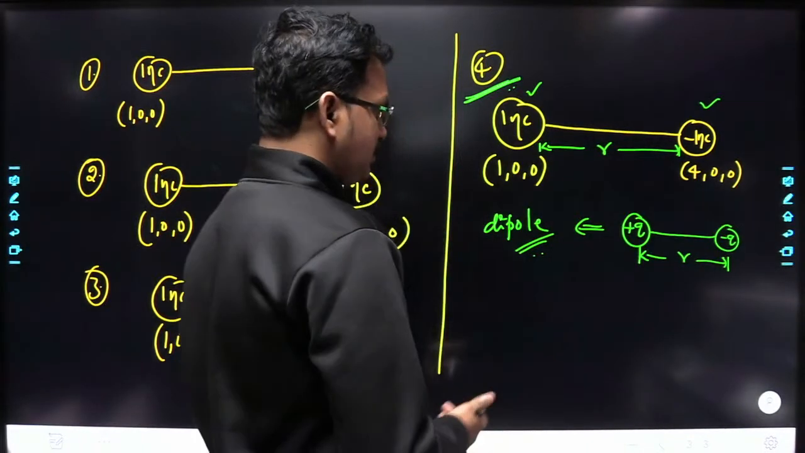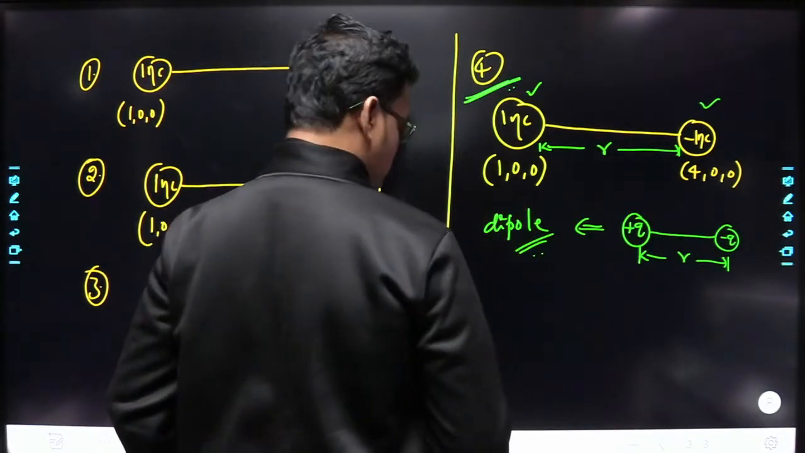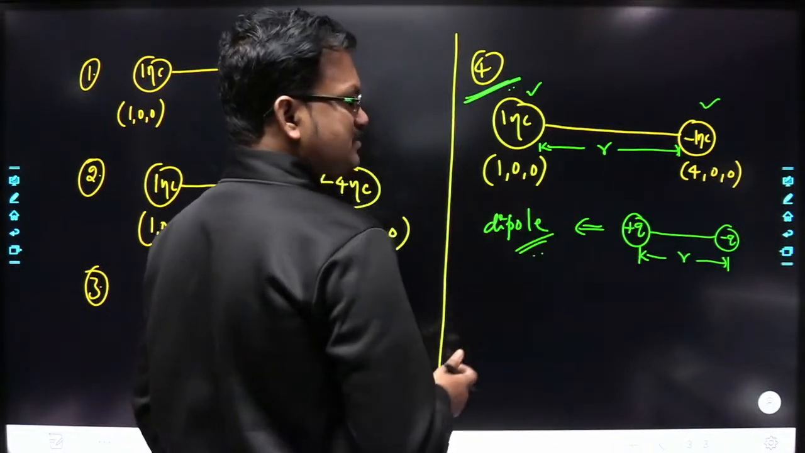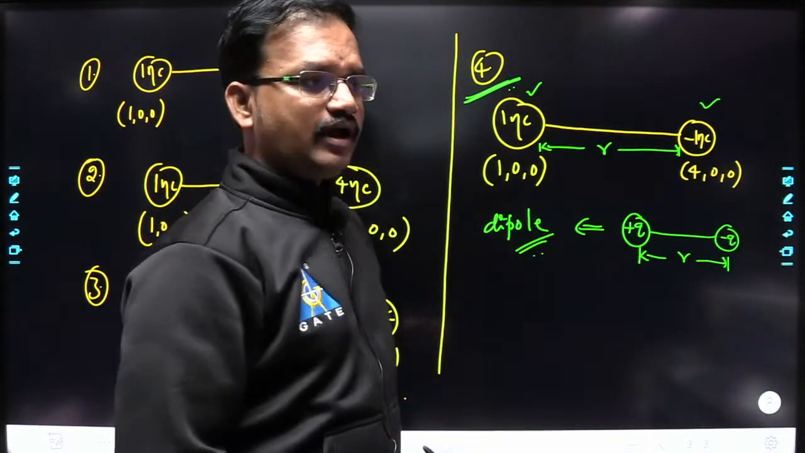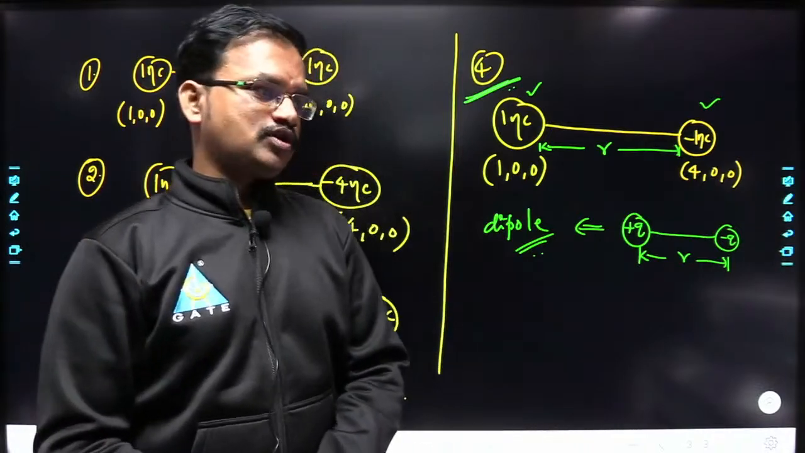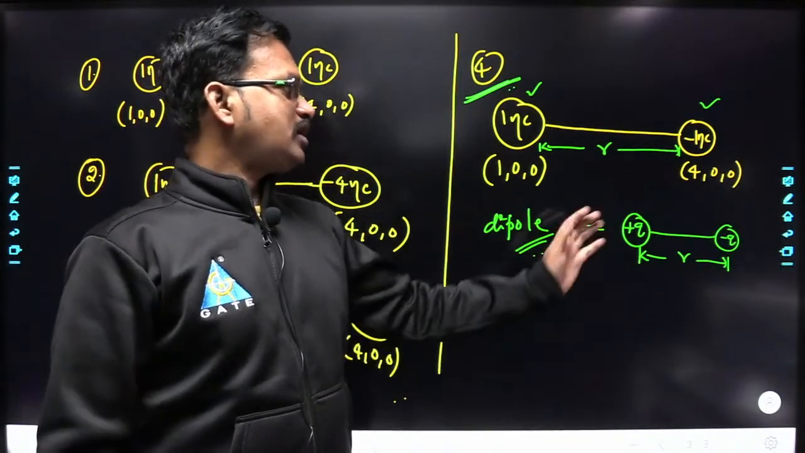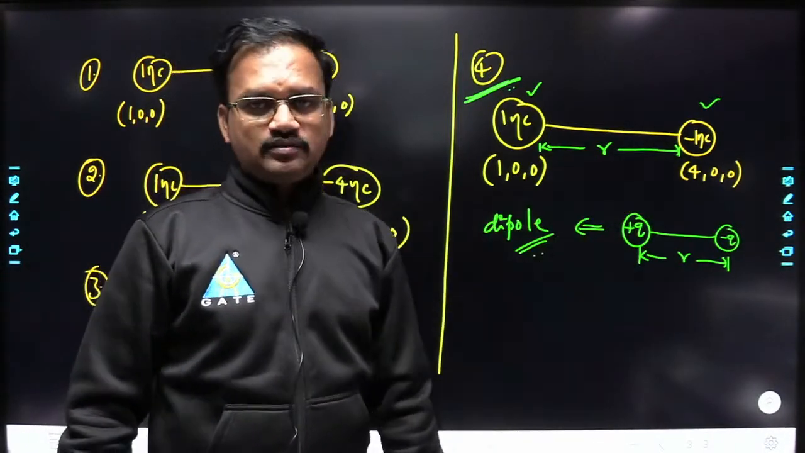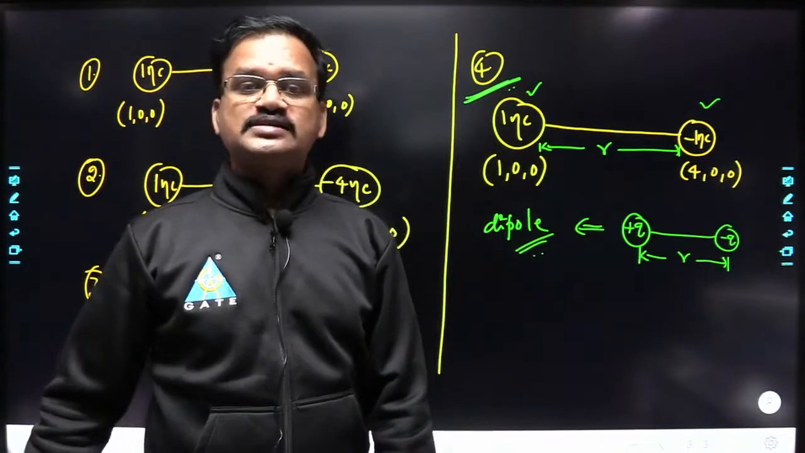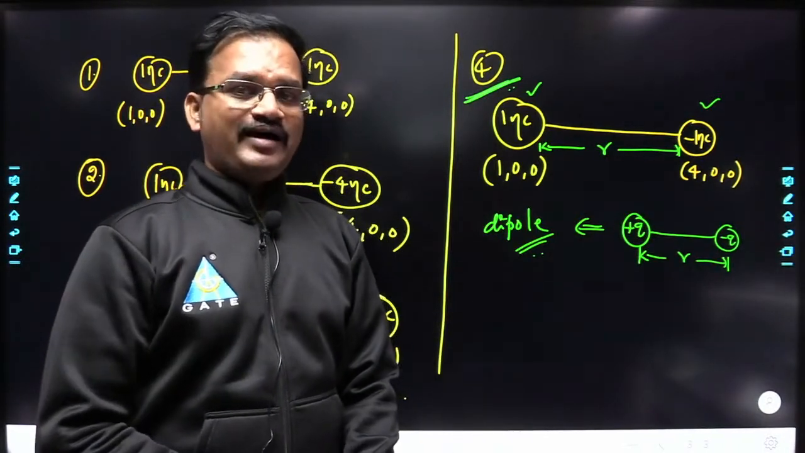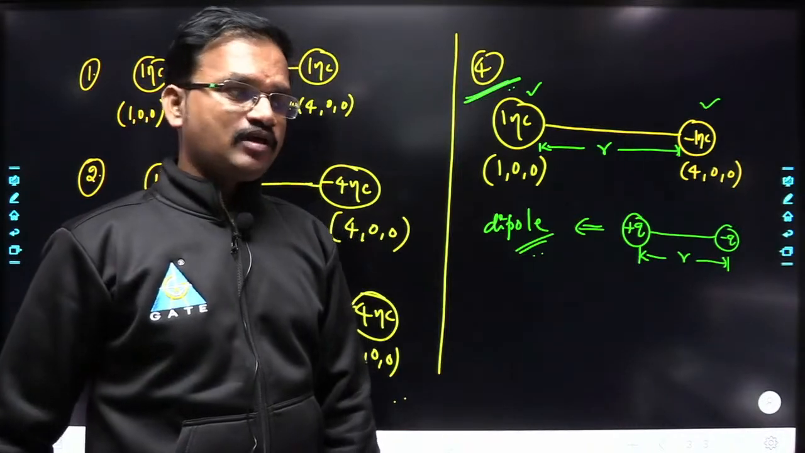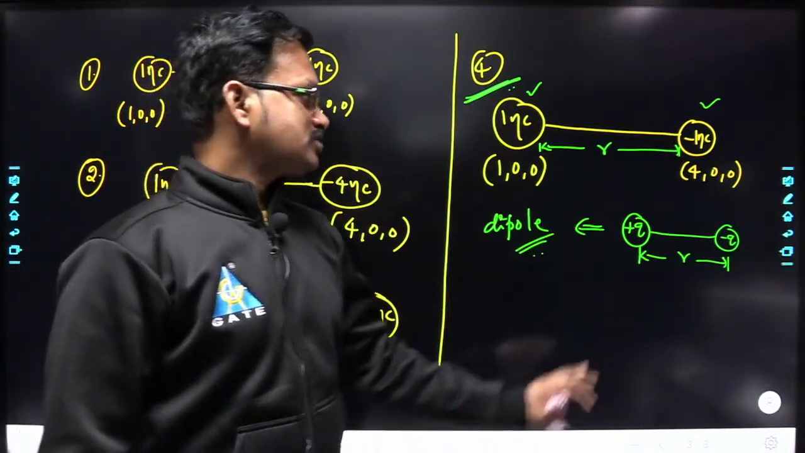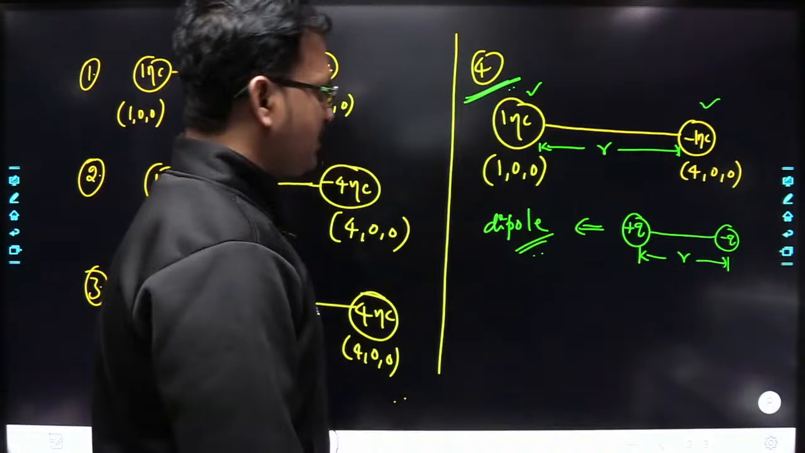So we have seen that due to a dipole, you cannot find out a single point in space where the electric field is becoming equal to 0. Yes or no? So we have seen that due to this dipole combination, you cannot find a single point in space where the net electric field is becoming equal to 0, right? So these are the things we have seen in the previous session.